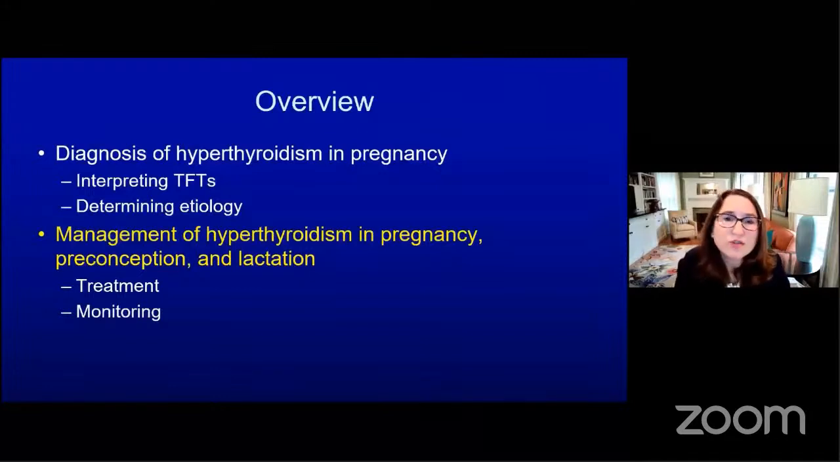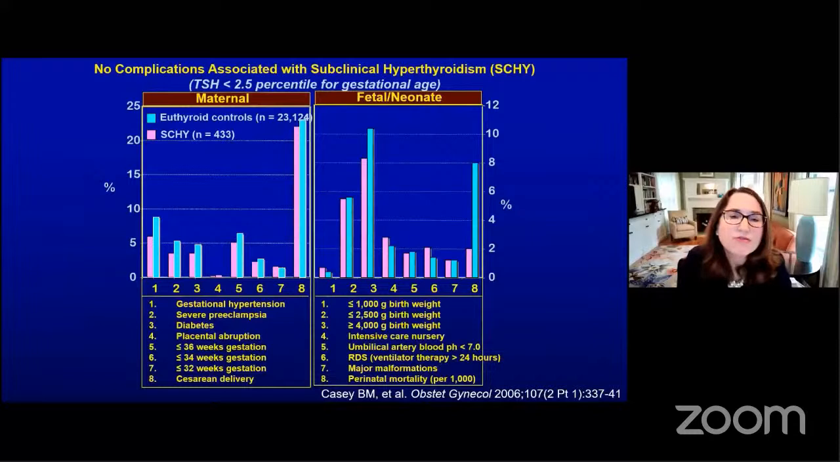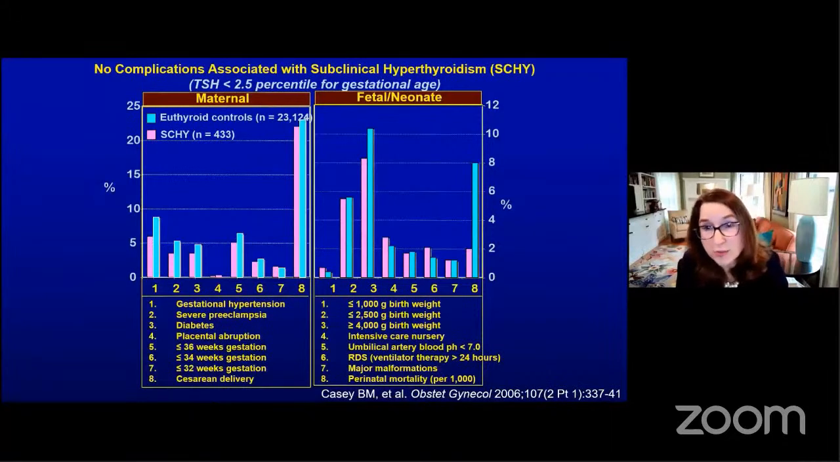So once we have determined that hyperthyroidism is present in pregnancy and have a sense of etiology, we need to think about management. And the first issue when Graves' disease is present is to determine whether the associated hyperthyroidism is overt versus just subclinical. Subclinical being defined as we do outside pregnancy as a low TSH, but with normal peripheral thyroid hormone.